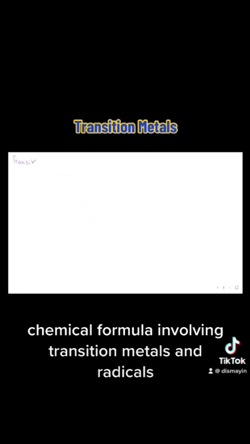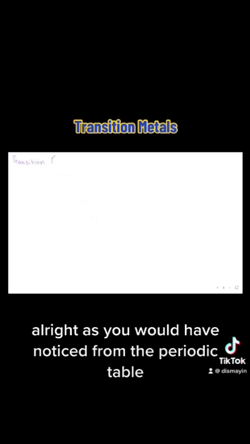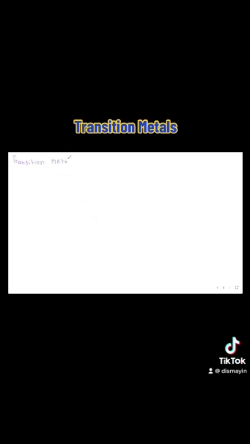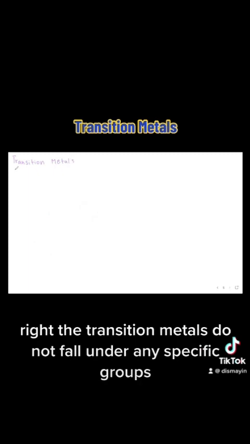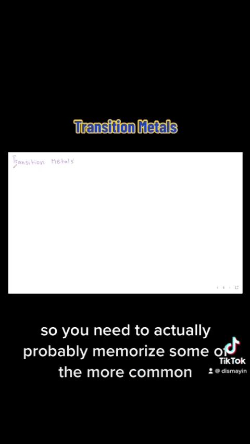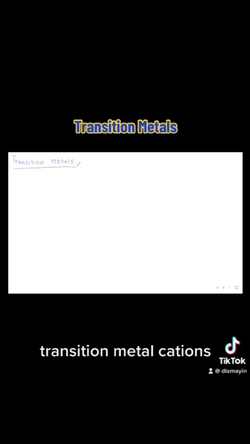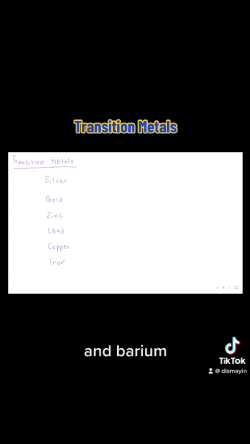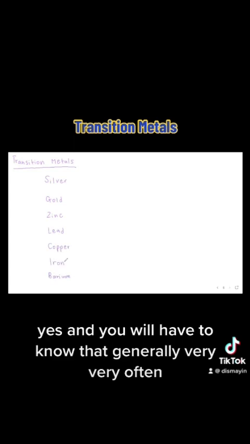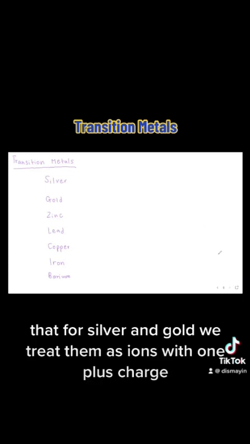Chemical formulas involving transition metals and radicals. All right, as you would have noticed from the periodic table, the transition metals do not fall under any specific groups. So you probably need to memorize some of the more common transition metal cations: silver, gold, zinc, lead, copper, iron, and barium.